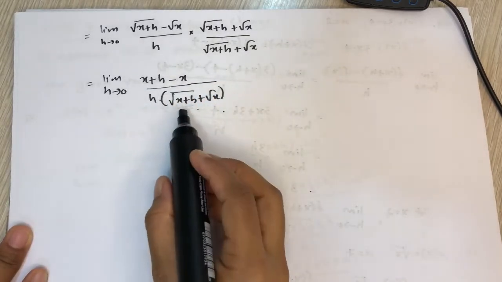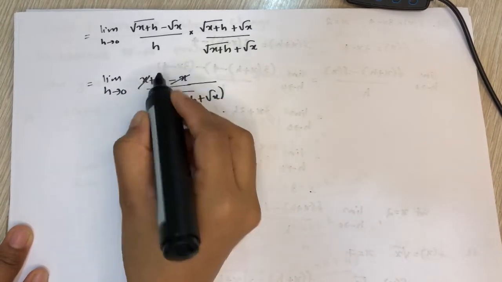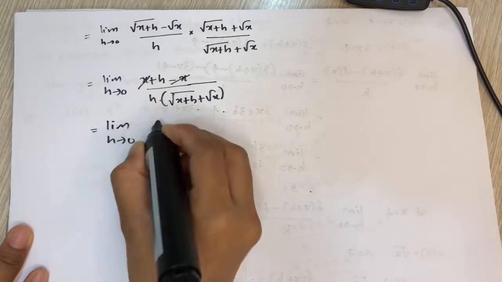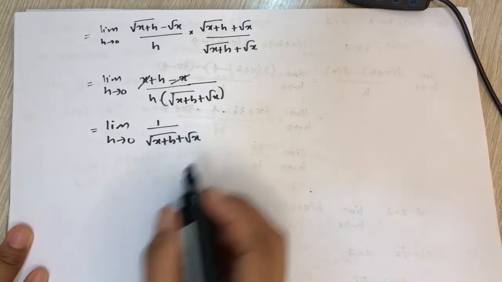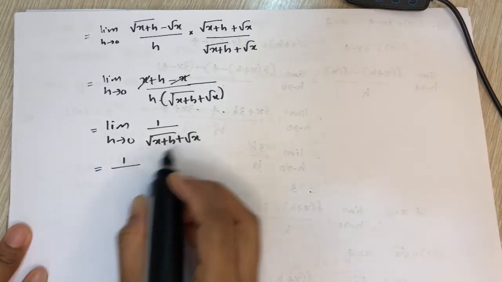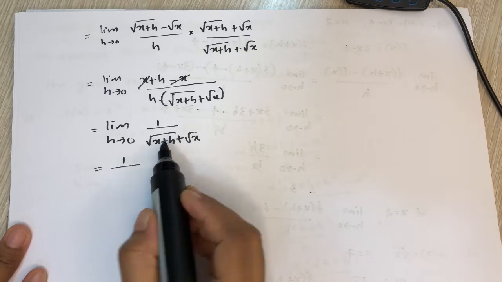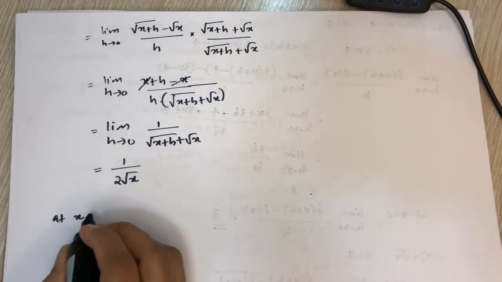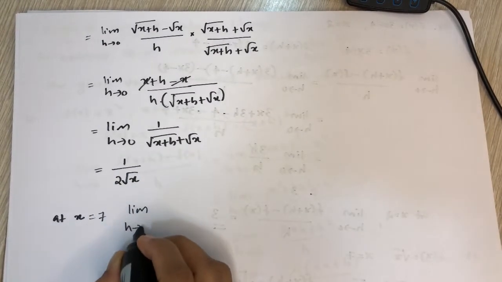Now we eliminated the zero denominator. Here x minus x is 0, h by h gets cancelled. Limit h tends to 0, 1 by root x plus h plus root x. So we eliminated the zero denominator. Then it becomes 1 by limit h tends to 0, root x plus h is root x. Root x plus root x, 2 root x. Therefore, at x is equal to 7, this becomes 1 by 2 root 7.